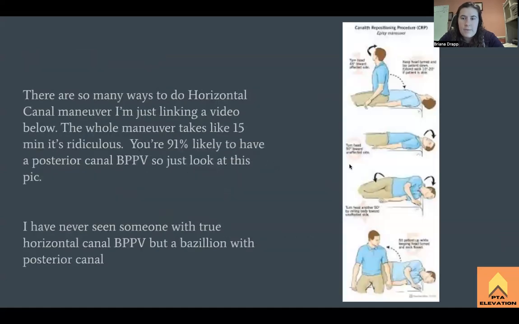All right, so there are many ways to do the horizontal canal maneuver. I'm just linking that down below. The maneuver is ridiculous. It literally takes like 15 minutes. 91% of BPPV cases are posterior canal.